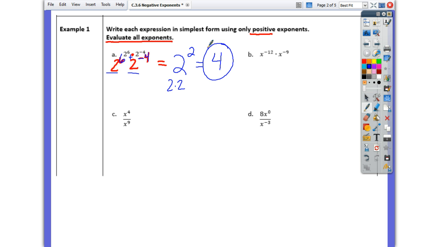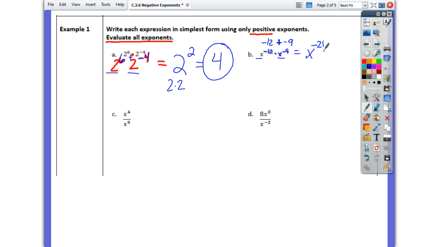Alright, let's go to letter B. We have x to the negative 12 times x to the negative 9 equals, well, our base is x. Now we're adding, we got a negative 12 plus a negative 9, battle of the integers, combining. We're not multiplying, so it's not a negative times a negative is a positive. We're combining, we're adding them. Two negatives together give me a bigger negative of a negative 21.